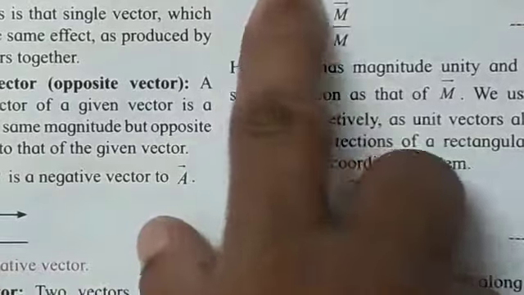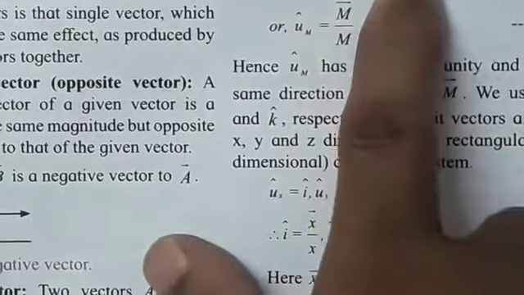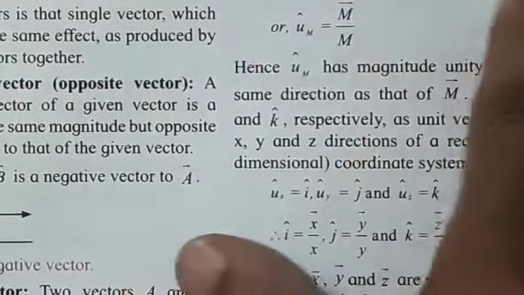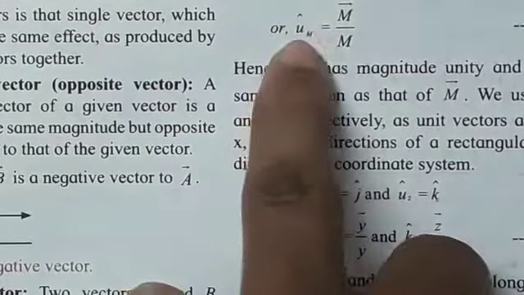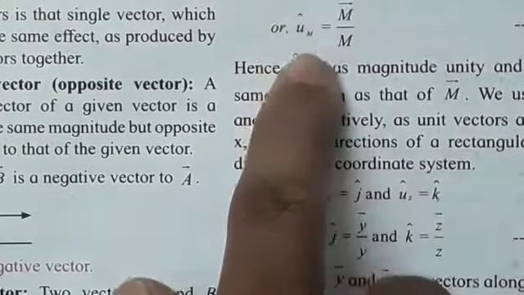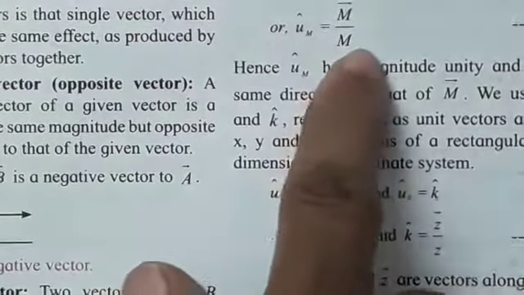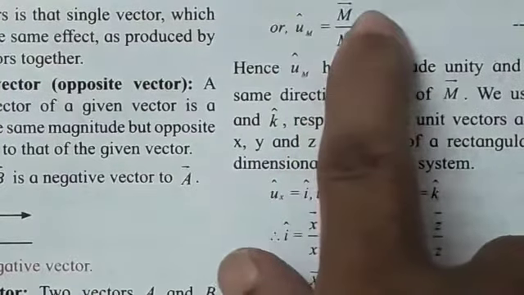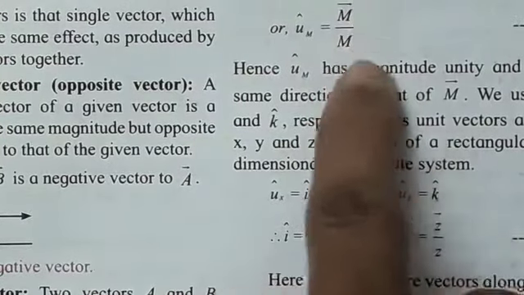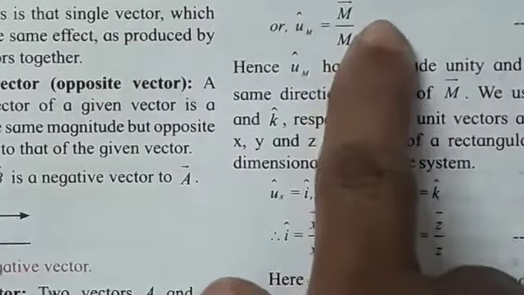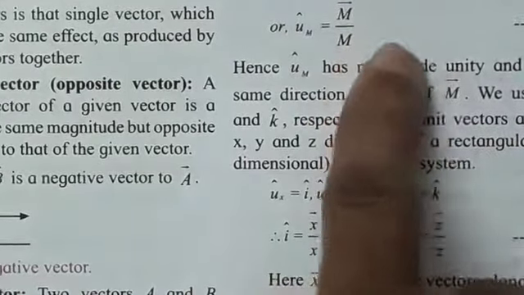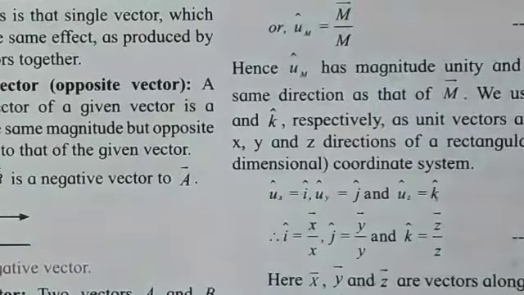We can write the formula for this unit vector here. If m bar is written in magnitude form, it is given by m bar equal to the unit vector into m. Therefore, this unit vector u cap is equal to m bar upon m, where m bar is a given vector in a direction and m is its magnitude. In numericals also, we can find the unit vector by using this formula. Okay.